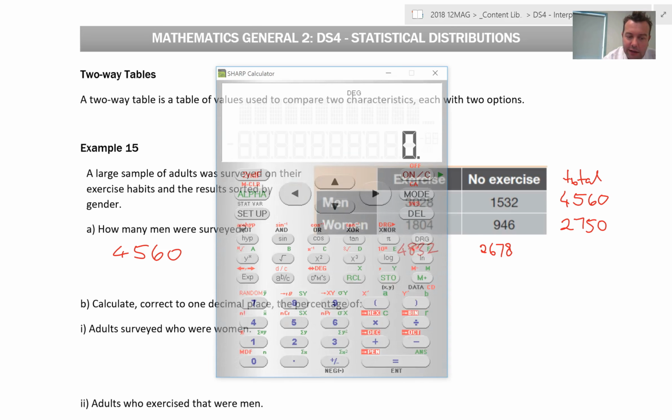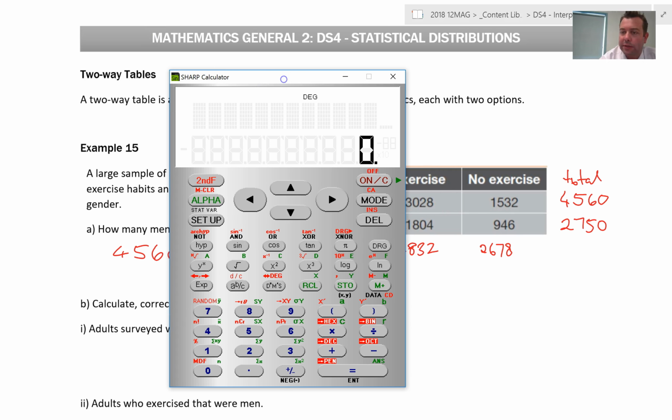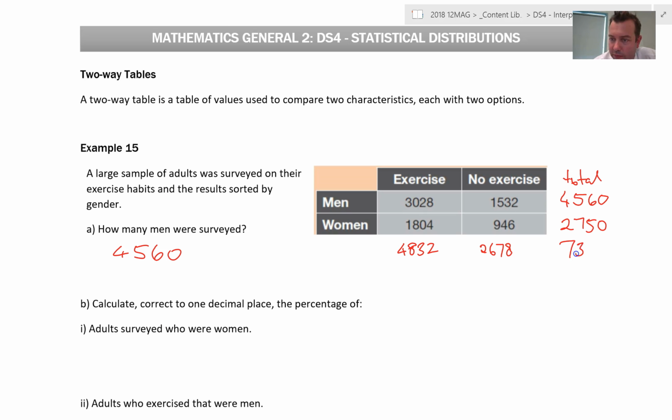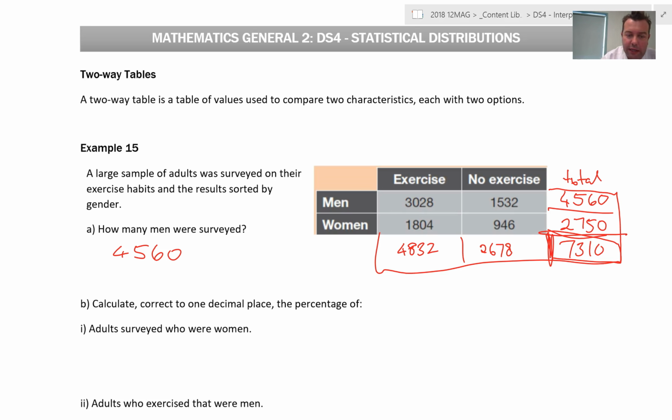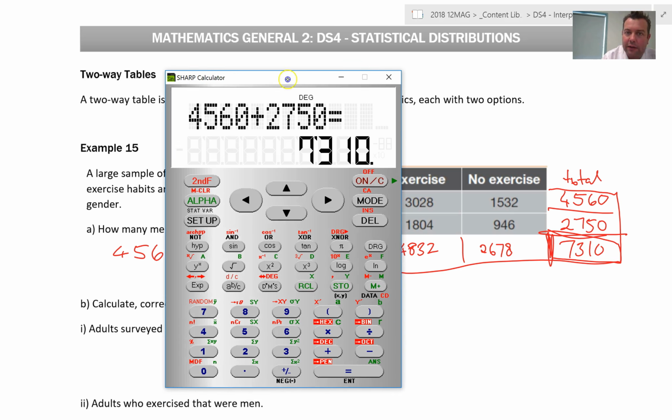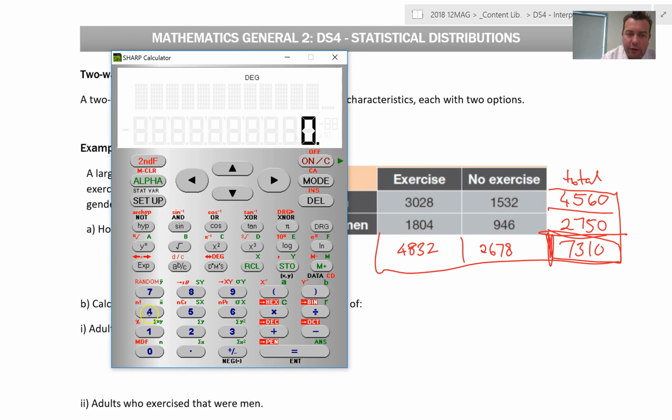Righto, let's just see. Here's a calculator. Righto, let's not make a mistake. We've got 4,560 plus 2,750 equals 7,310. Yeah, normally we would make a note like that. This is the important figure, 7,310 there, and because we can, let's confirm that it works the other way.